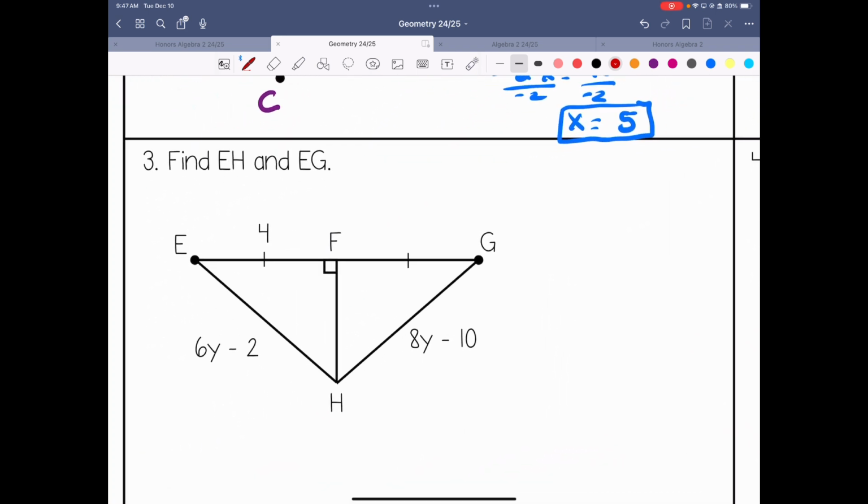Okay, go ahead and see if you can find now the distance from EH and EG. Finding the distance from EH and EG means find the value of y. Once you've found the value of y, then go ahead and just substitute it in.